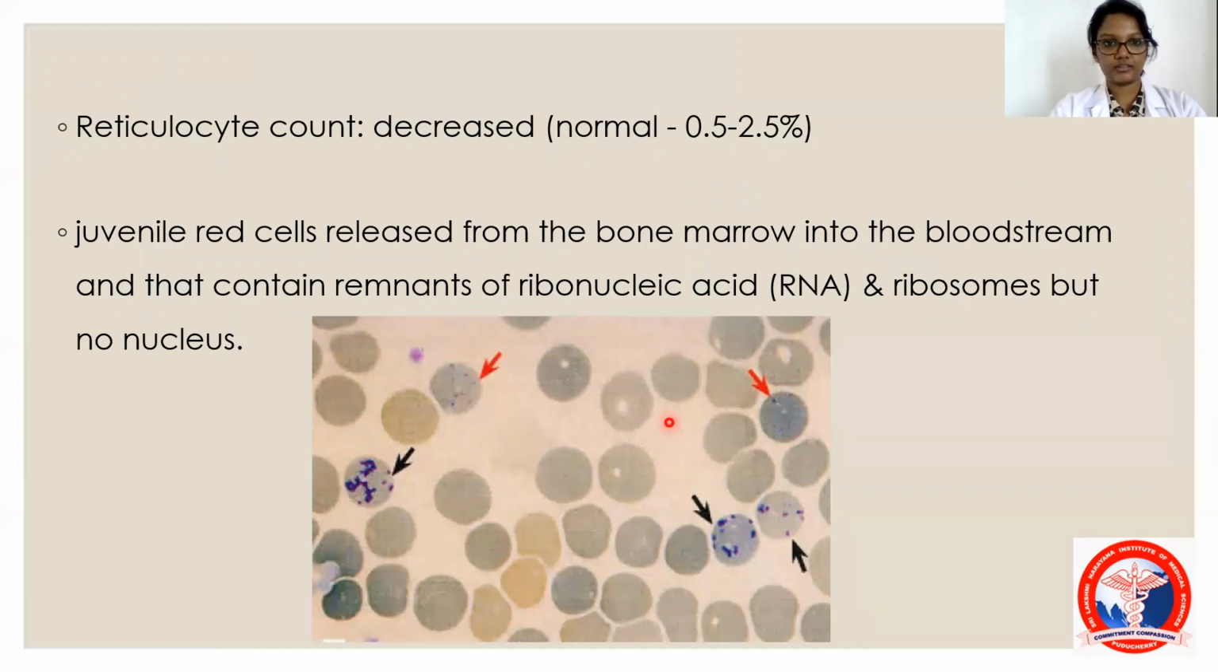Another finding you can see in iron deficiency anemia is a decreased reticulocyte count. Now, what are these reticulocytes? Reticulocytes are juvenile red cells released from the bone marrow into the bloodstream and contain remnants of ribonucleic acid and ribosomes, but they don't have a nucleus. This is a special stain called supravital stain, in which you can make out these small blue dots. These blue dots are the ribosomes, ribonucleic acid, which has taken up the stain, and these demonstrate polychromatophils. They will be reduced in iron deficiency.